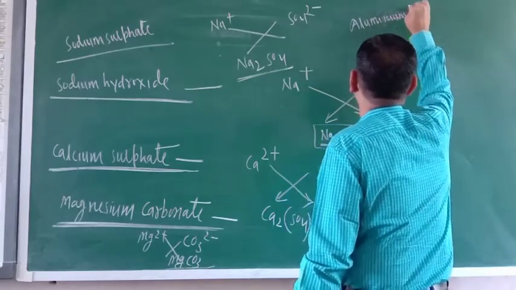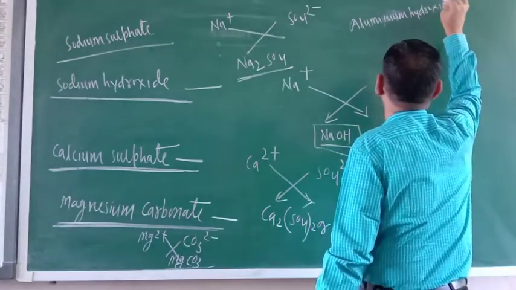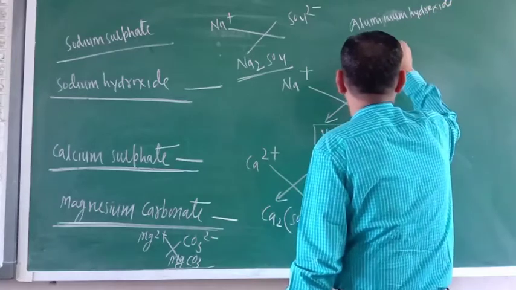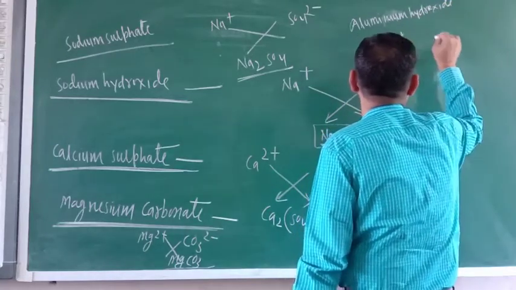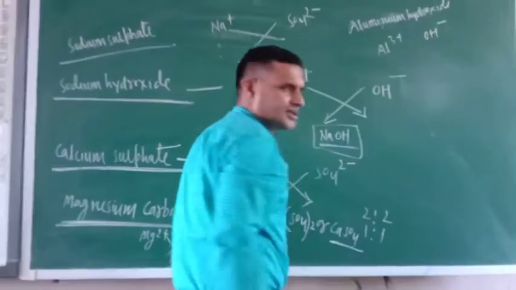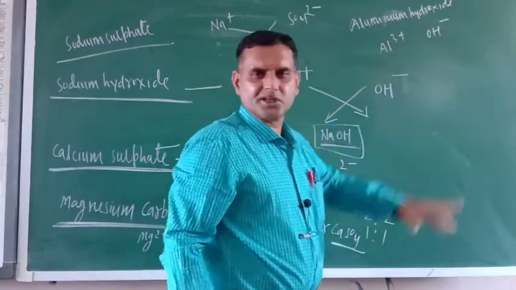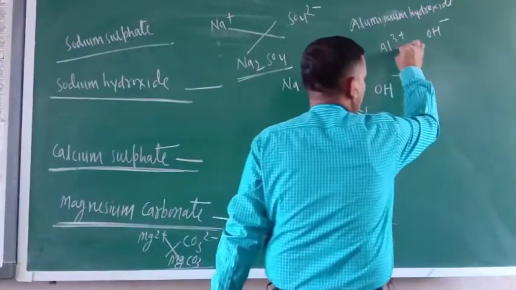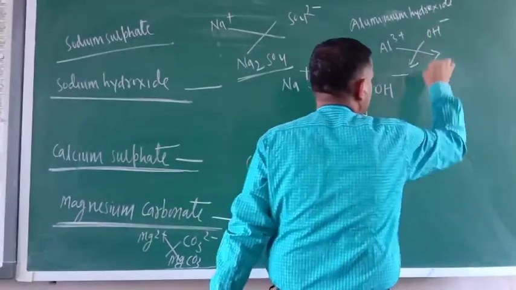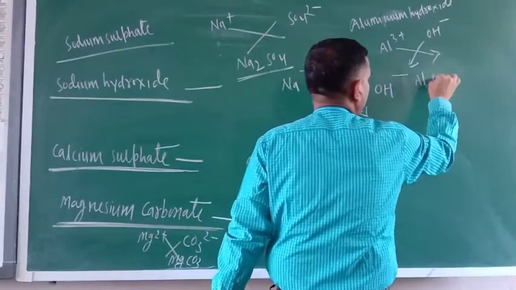Aluminium hydroxide. Just see, Al is 3 positive and hydroxide, OH, is single negative. You can check. Now crisscross this one. So aluminium will be 1 only, but OH will be 3.